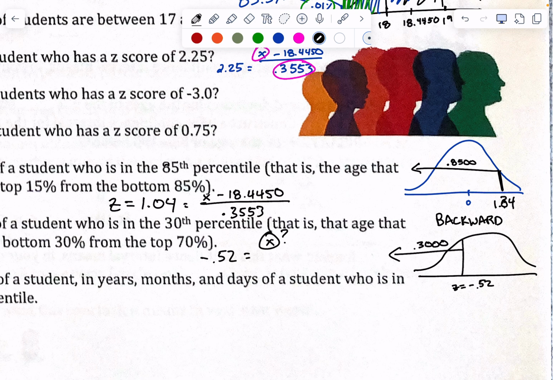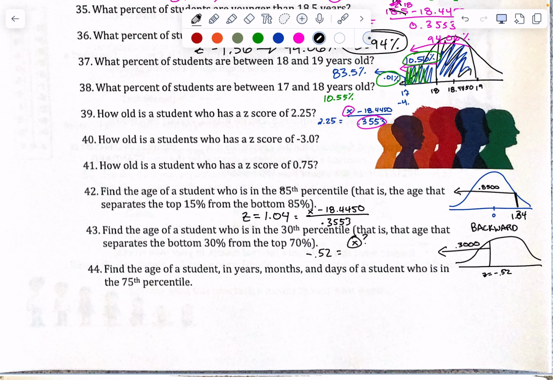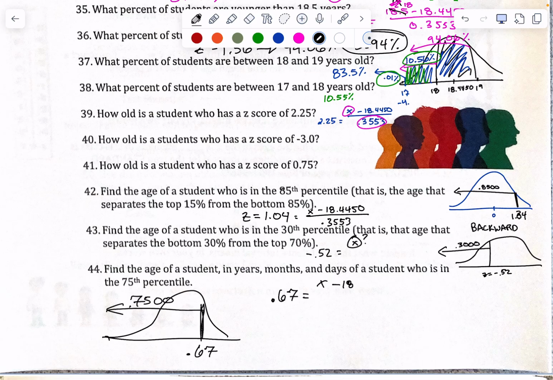Okay. Do it just like you did the previous ones for the 75th percentile. Is it going to be an exact one? No. The 75th percentile. So what's the z-score for 75%? 0.67? Hold on, that's wrong. One more time. You're right.